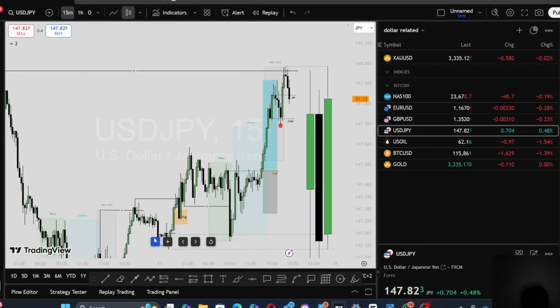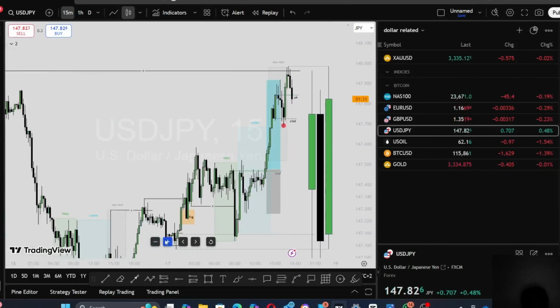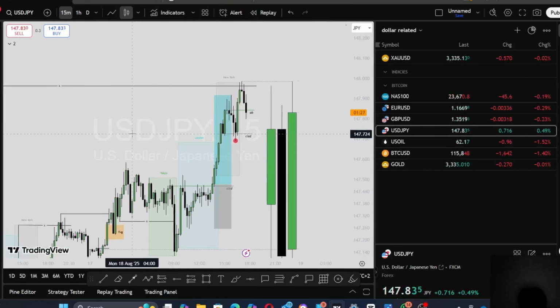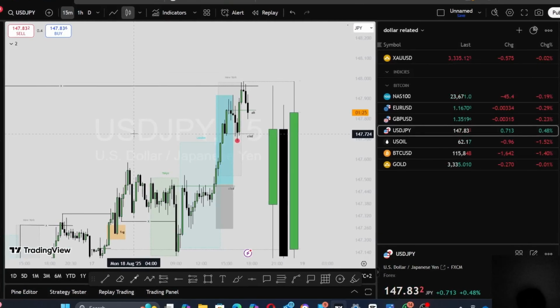So from that, I'm going to see what I'm anticipating next. Currently I don't have an anticipation, mainly because the daily time frame hasn't closed, right? So I'm waiting for the daily time frame to close so that I can see what to expect next.